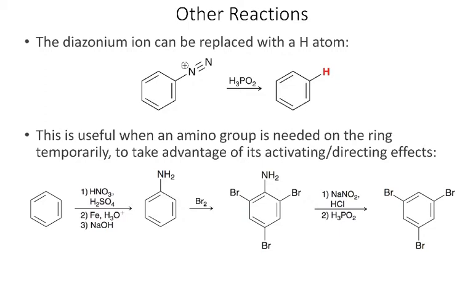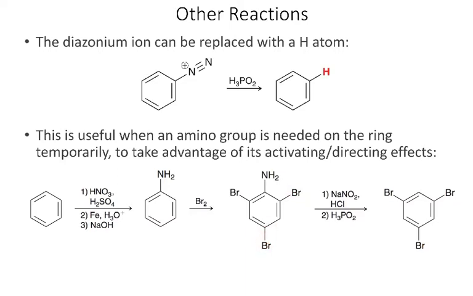So this is useful when we want to use the amino group for its activating and directing effects, and then we want to get it back off. So for example, if I wanted to synthesize this compound, what I could do is first put on the nitro group, convert it to the amine. Now when I react this with Br2, I don't even need the Lewis acid because the NH2 is such a strong activating group. And then because of the directing effects and because it's so strongly activating, I'll add bromines at both ortho and para positions.